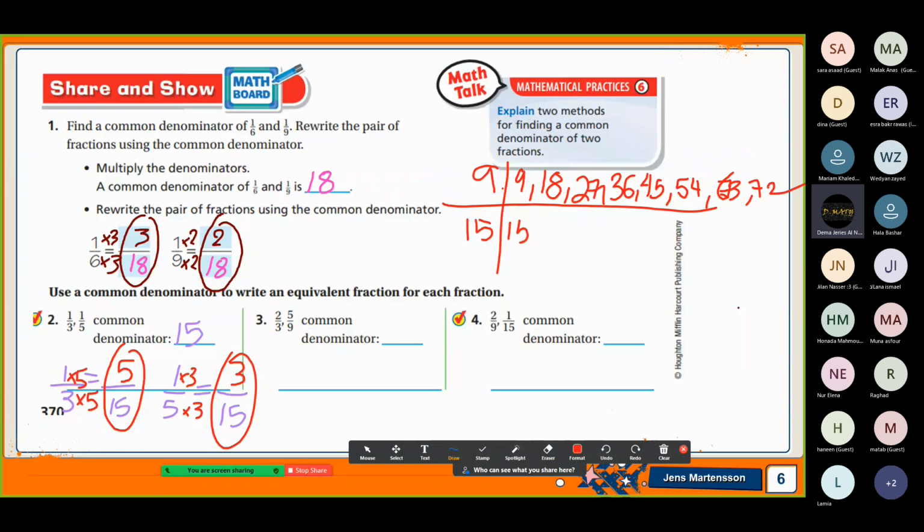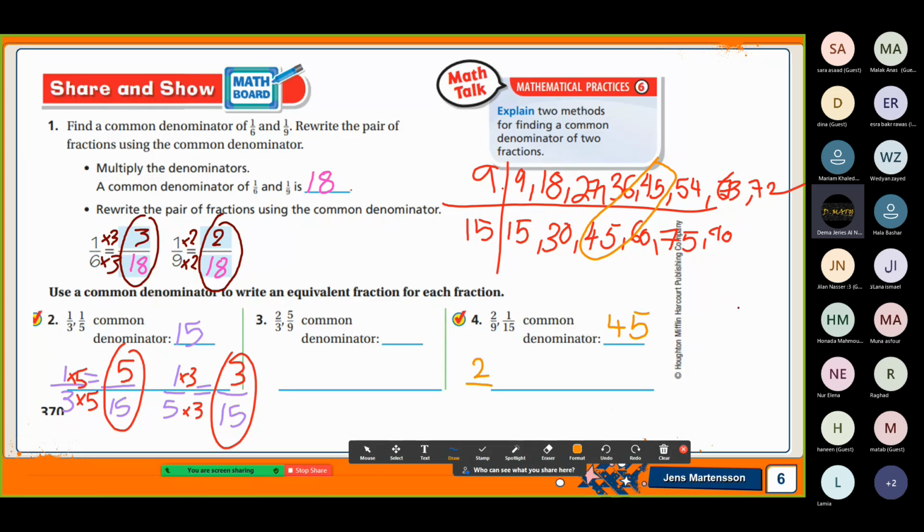15 times 1 equals 15. 15 times 2 equals 30. 15 times 3, 45. I'll help you. 15 times 4, 60. Plus 15, 75. Plus 15, 90. I will add 15 each time. Now then, what is the common denominator? 45. Good job. So the common denominator here is 45.